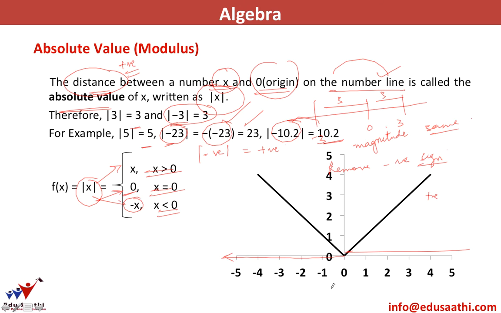Your output will not follow this, this should be plus x again, sorry. Your input can be negative or positive, but your output is always positive. So, this is the graph for a modulus function. It's a V-shaped graph that we have.